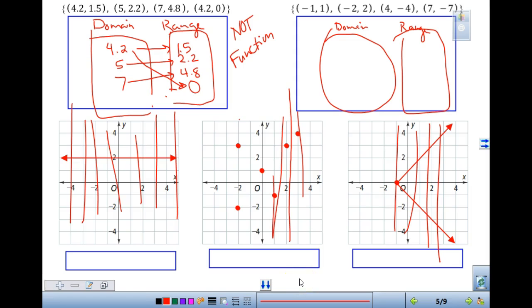So check with your shoulder partner if we're looking at it. Phil, go back and do the first one. You didn't do it. Failed. Okay?